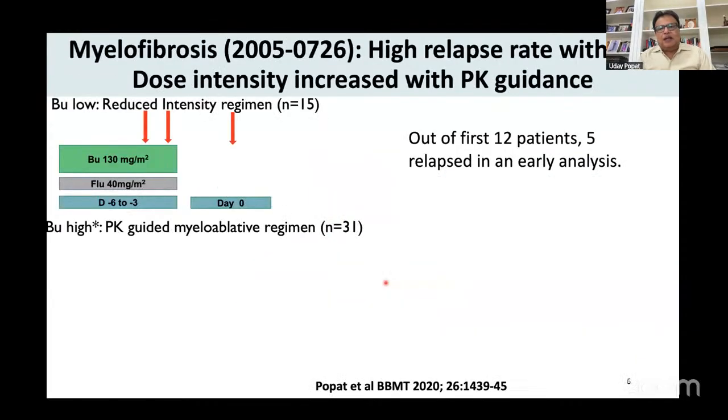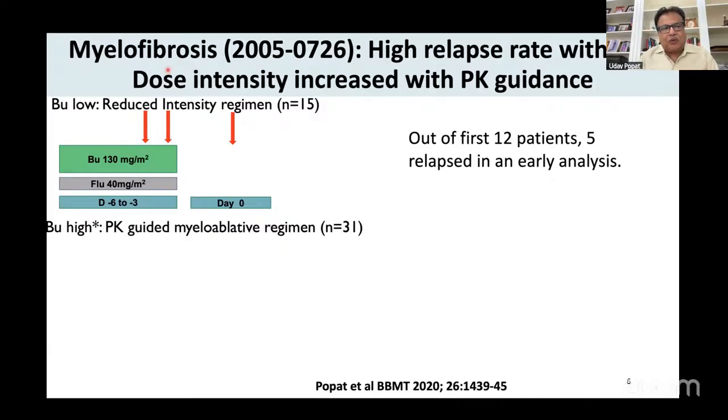So the question is, how do you deliver high intensity conditioning in patients who can only tolerate a reduced intensity regimen? In other words, in patients who are older and infirm, can you give high intensity conditioning? Here is something that we started studying in myelofibrosis, but I think the principles are very applicable because this taught us a lot.